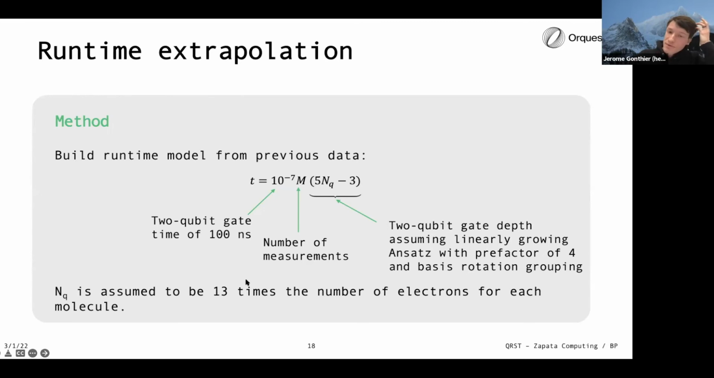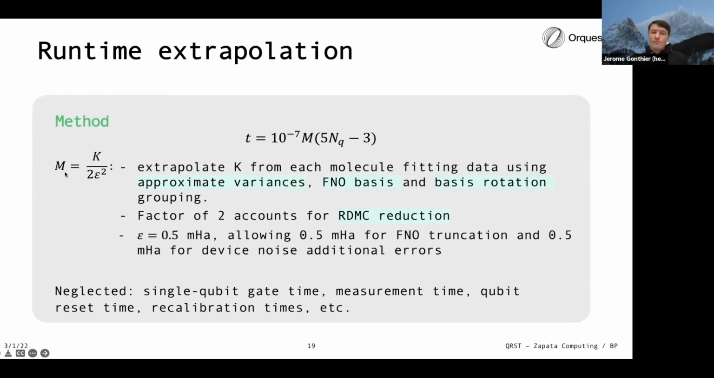The number of qubits is estimated to be 13 times the number of electrons. And then the number of measurements is estimated from extrapolating k using what we think is the best method. So we approximate the variances. We use this good truncation method on the basis rotation grouping. And then we added a factor of 2 here to take into account the RDMC effect. Finally, we set epsilon to half a millihartree because we allow some error for the truncation of the basis and some error for the device noise.